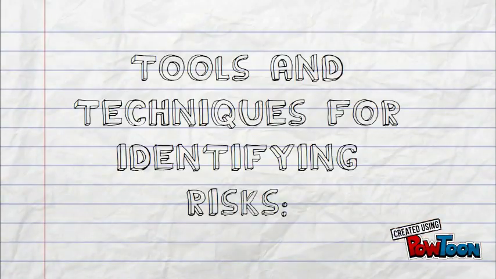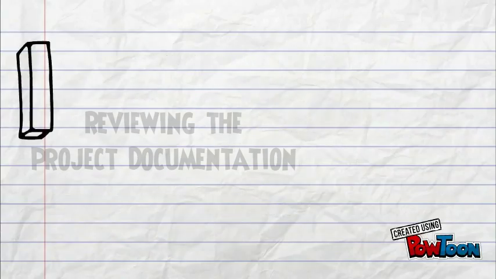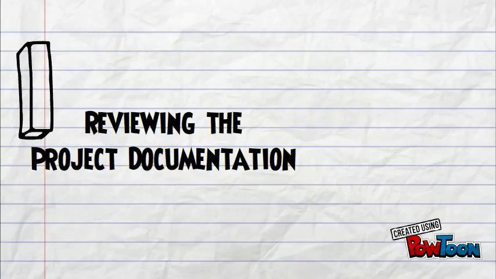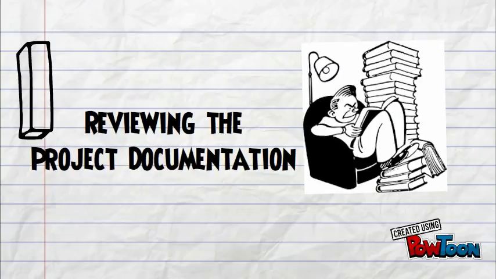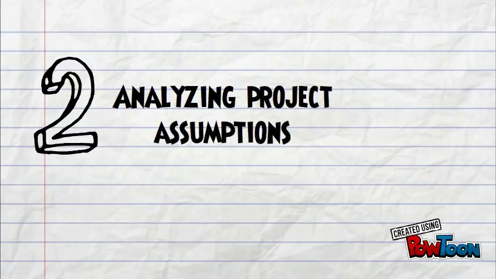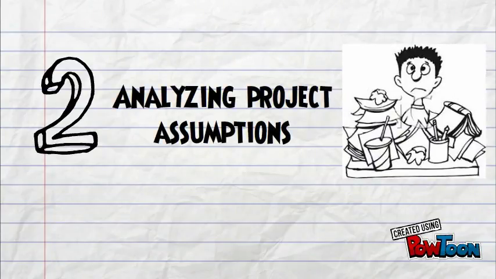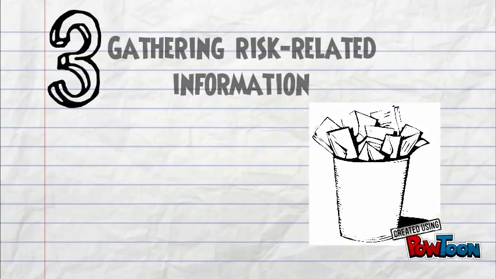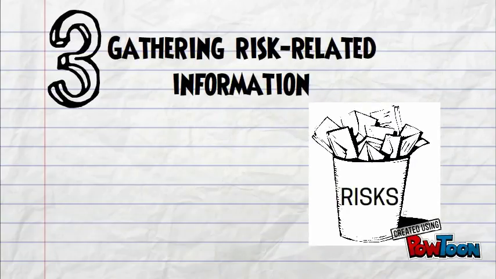Tools and techniques for identifying risks. Number 1. Reviewing your project documentation. Number 2. Analyzing your project assumptions. And lastly, gathering some risk-related information.